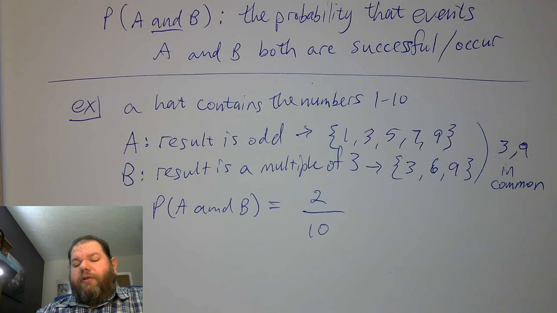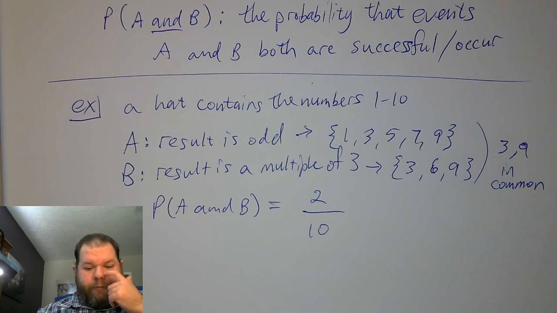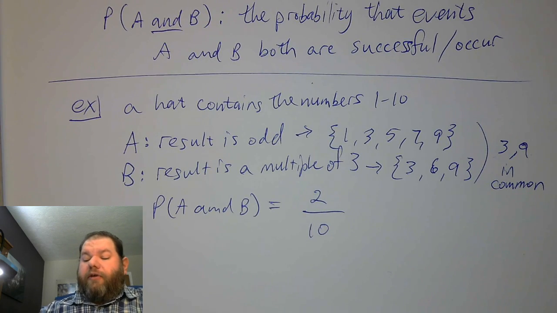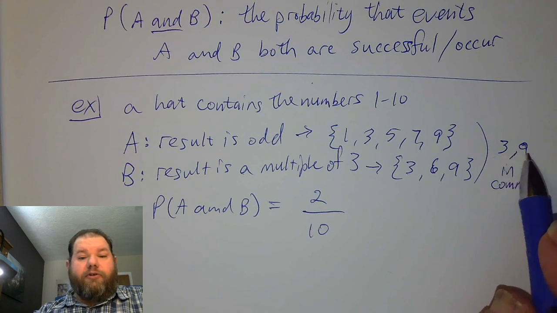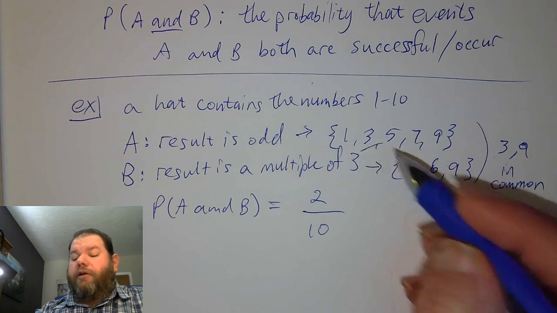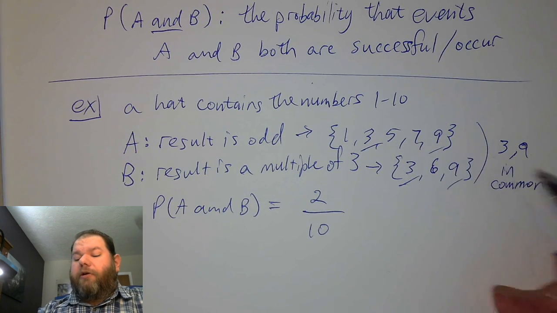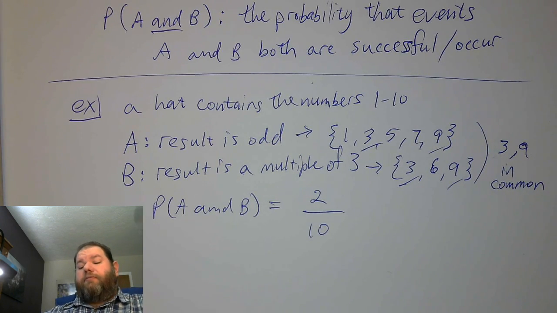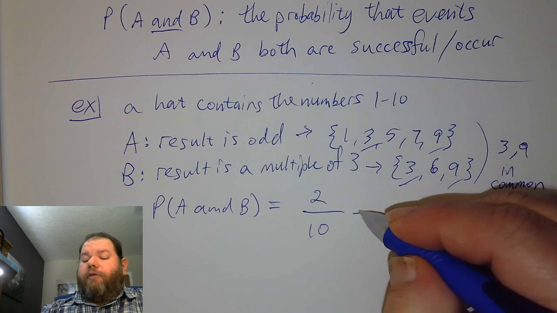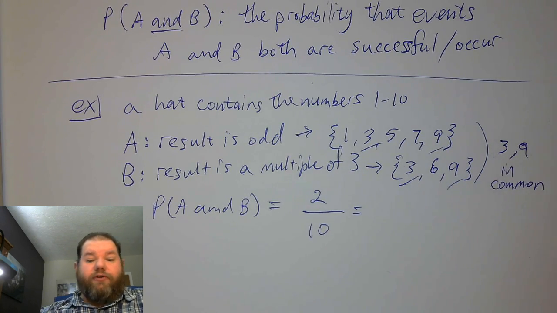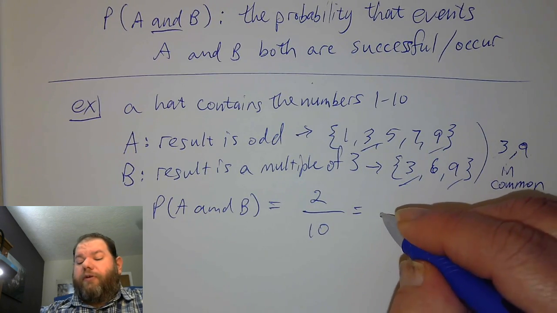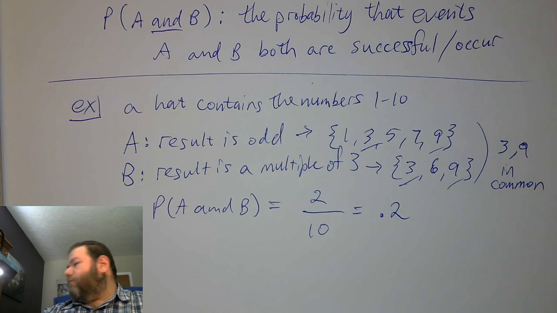So again, when we say A and B, we're looking at where these two events overlap. And they overlap in these two numbers in particular, 3 and 9, because 3 and 9 appear on both lists. We can reduce that to 1/5, or we can just turn it into a decimal, which would be 0.2.